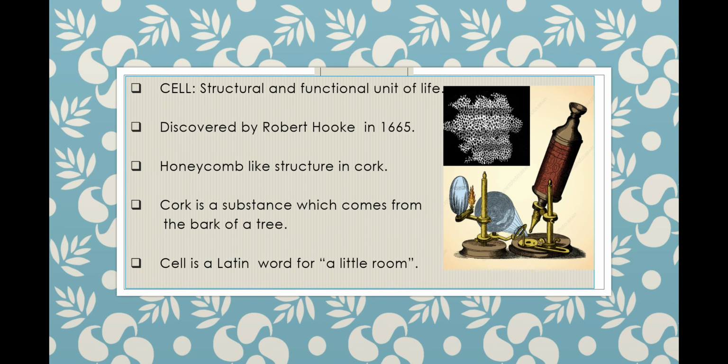While examining a thin slice of cork in 1665 using his self-designed microscope, Robert Hooke saw that the cork resembled the structure of a honeycomb consisting of many little compartments. Cork is a substance which comes from the bark of a tree. Robert Hooke called these compartments cells. Cell is a Latin word meaning little room.